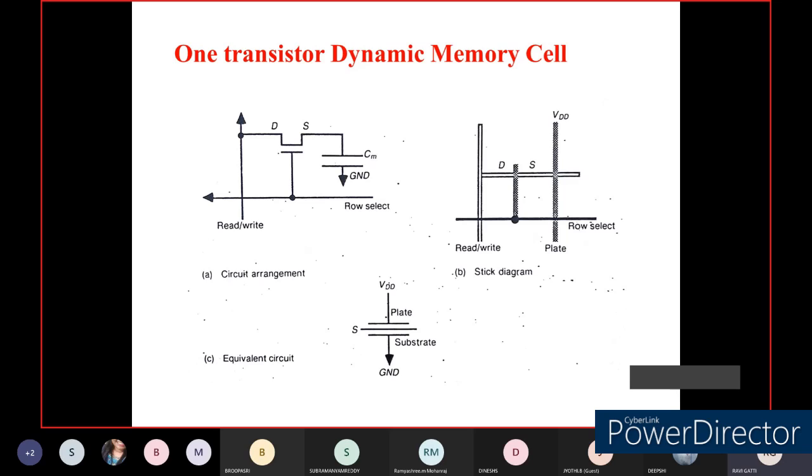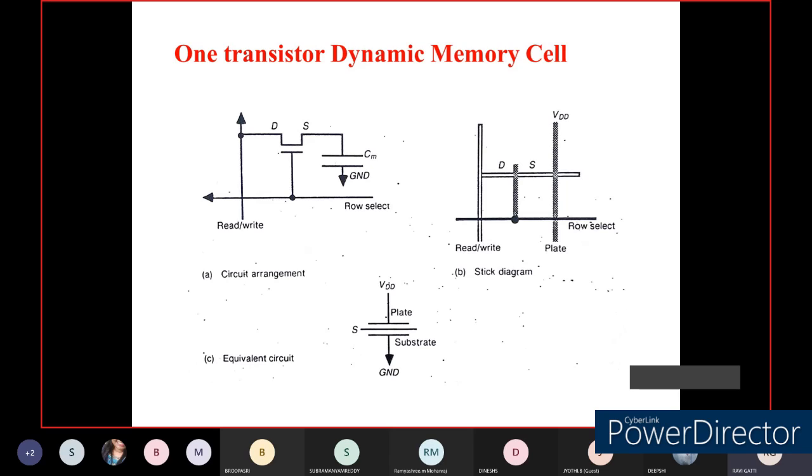The next one is the one transistor dynamic memory cell. In the previous case, we used 3 transistors to implement a dynamic memory cell, that is a dynamic RAM. We can implement the 1 transistor dynamic memory cell through the use of the following circuit diagram. You can see here we have a row select line.